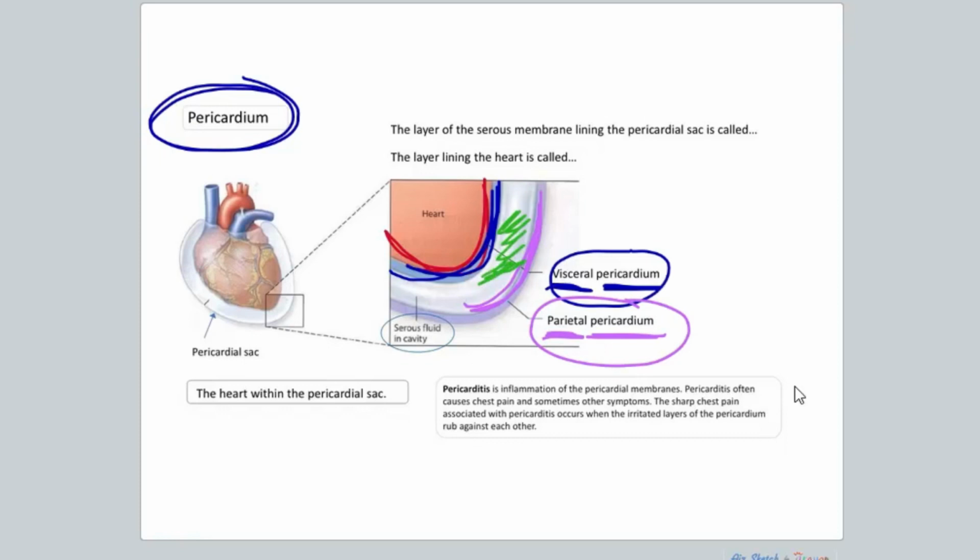And again, why do we need this serous fluid in between them? Because the heart contracts and it relaxes, and these two membranes have the potential to rub against each other, and that serous fluid prevents that.